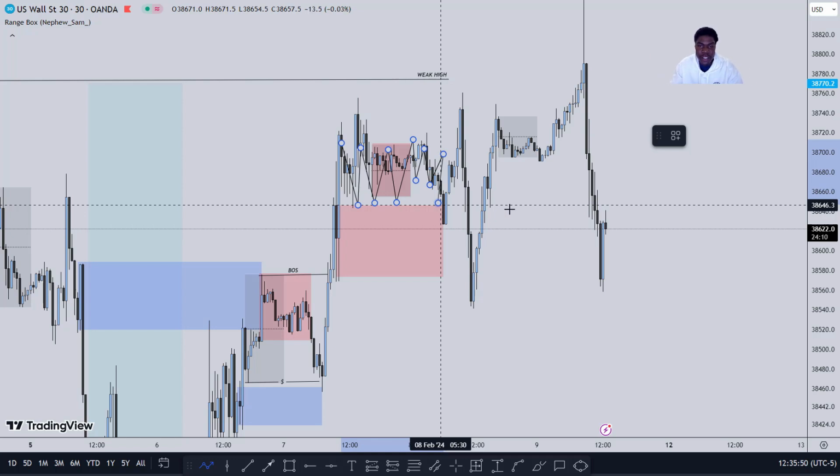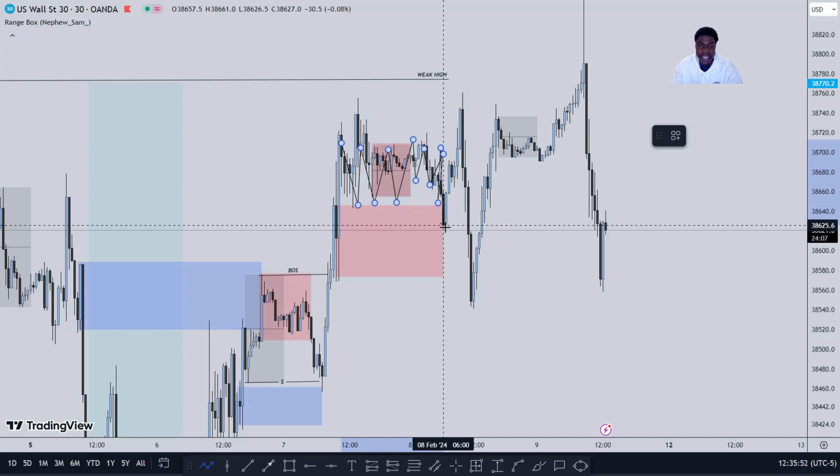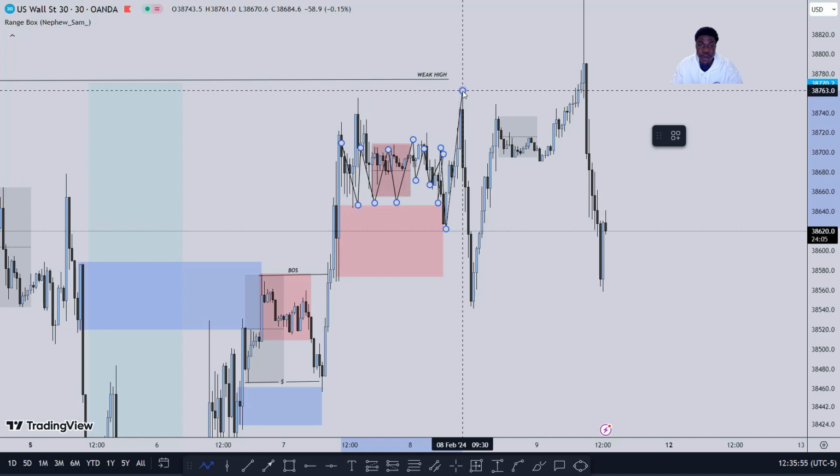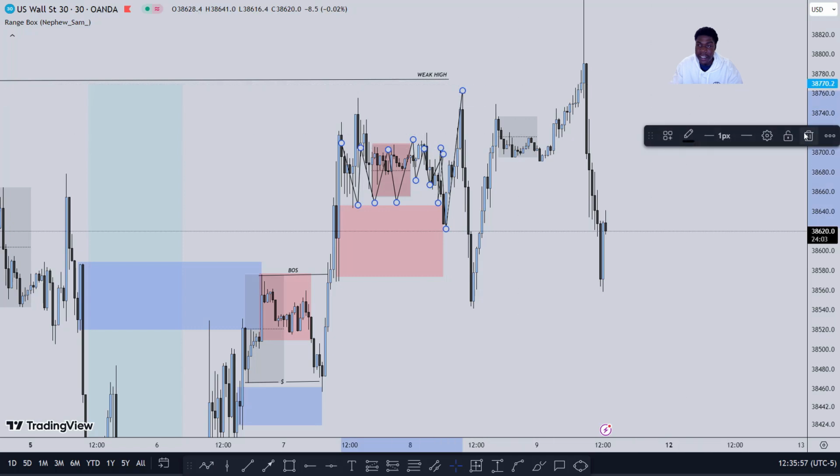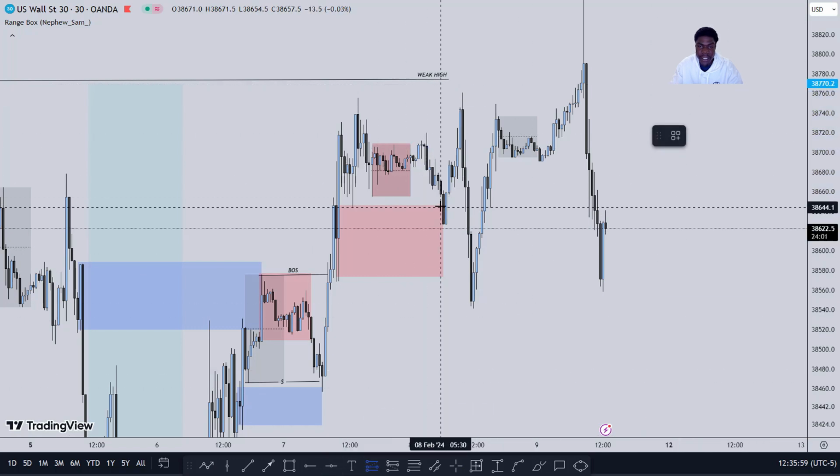So right here, price is just consolidating, and then purges the old low to go purge our old high right here. So this was another possible trade idea that you could have taken.